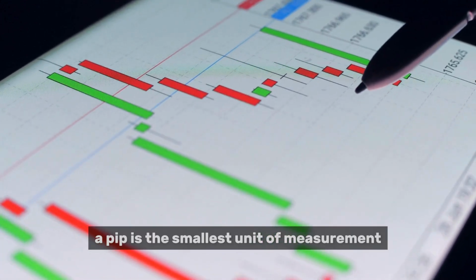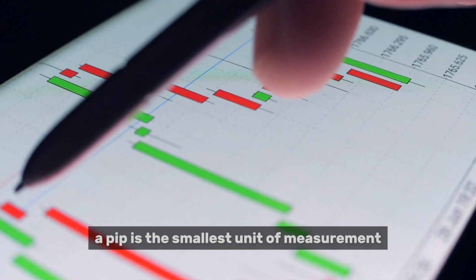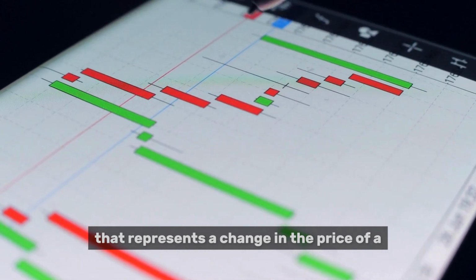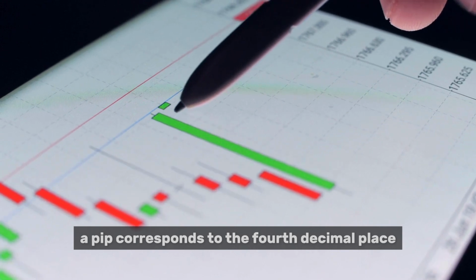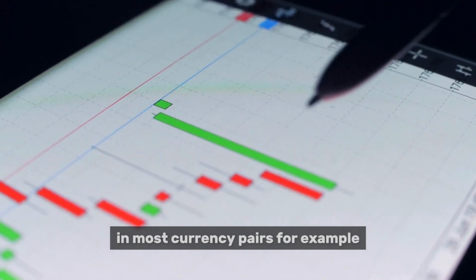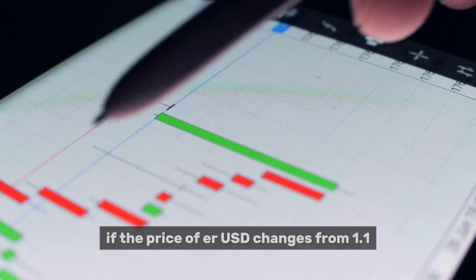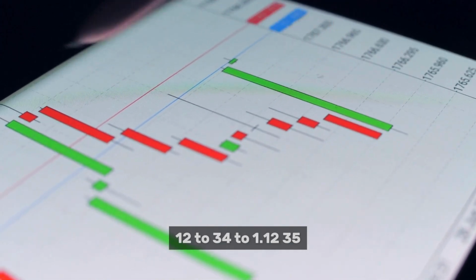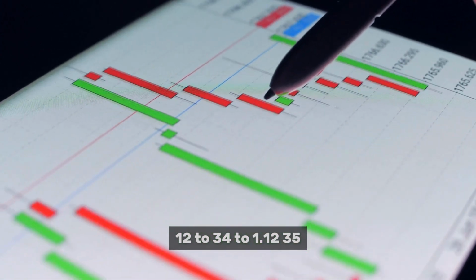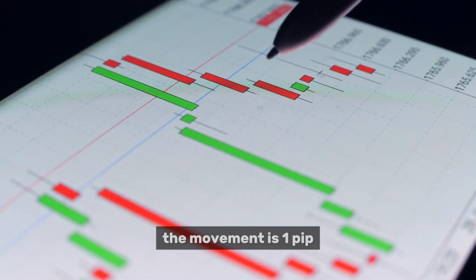A pip is the smallest unit of measurement that represents a change in the price of a currency pair. Traditionally, a pip corresponds to the fourth decimal place in most currency pairs. For example, if the price of EUR/USD changes from 1.1234 to 1.1235, the movement is 1 pip.